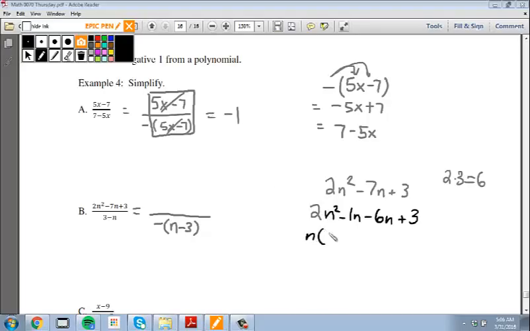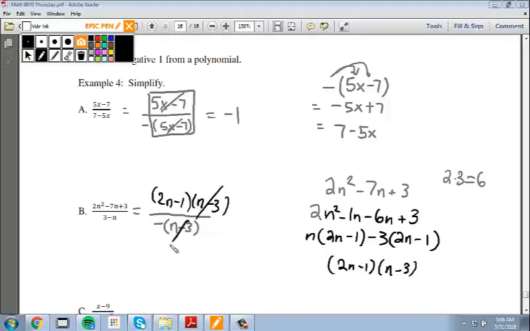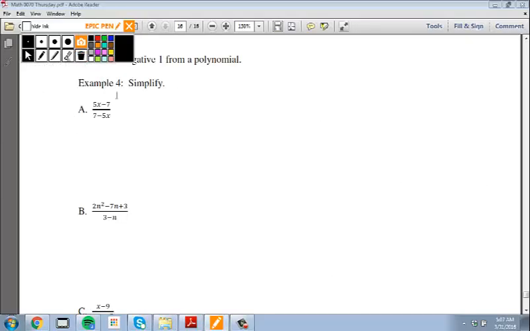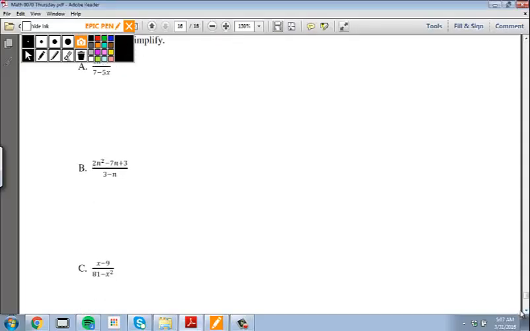So n times 2n minus 1, and then the GCF for the second two terms is negative 3, so negative 3 times 2n minus 1. Then factor out the GCF of 2n minus 1, so I have 2n minus 1 and n minus 3. And then the most exciting part of the day where I cancel the n minus 3's. So I'm just left with negative, or the opposite of, 2n minus 1. Kaboom!